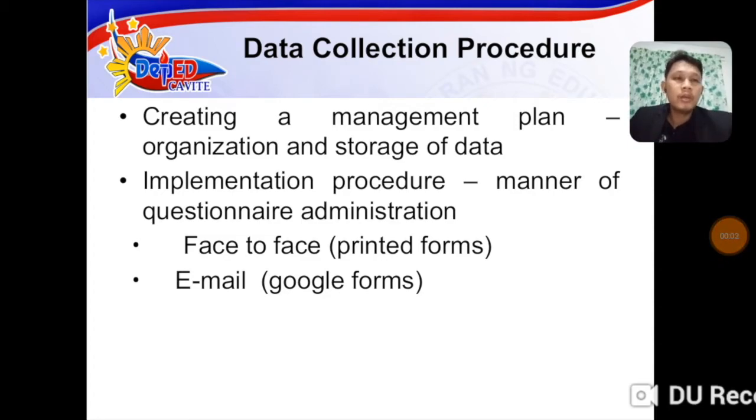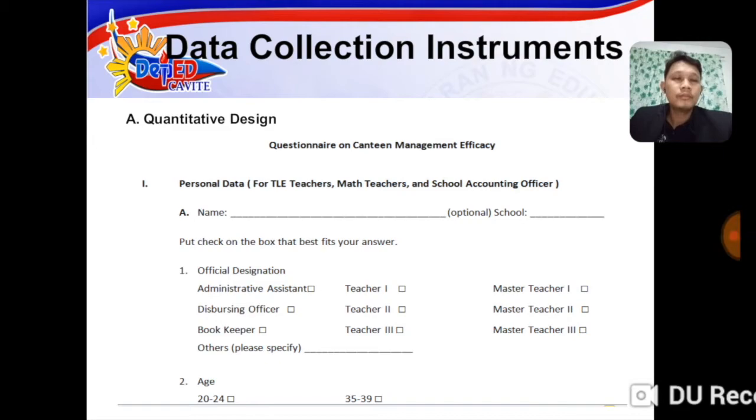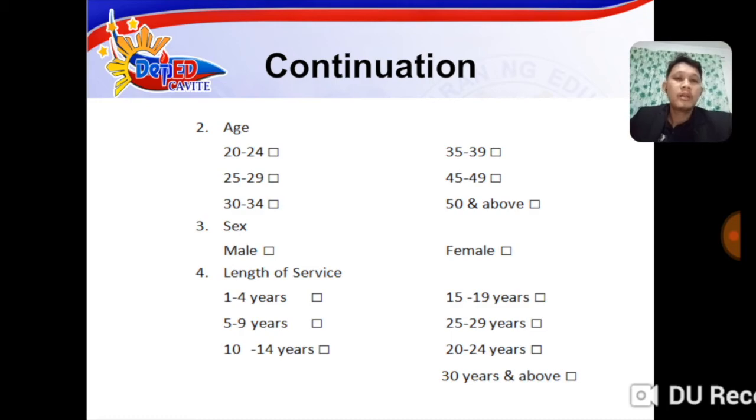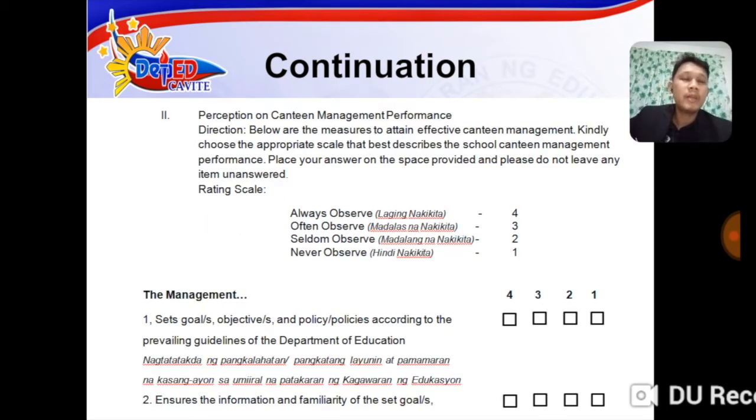Now I'm going to show you the instrument that I have used previously on our research cycle. So my questionnaire is entitled Canteen Management Efficacy. The first part is, of course, the personal data. And the second part is the perception on canteen management performance.